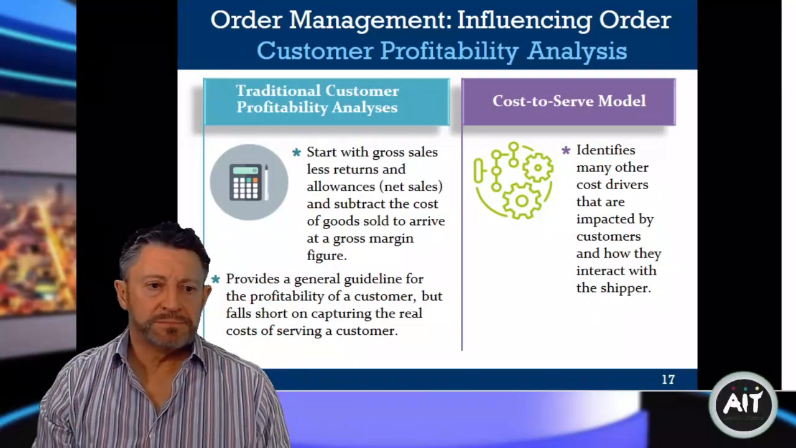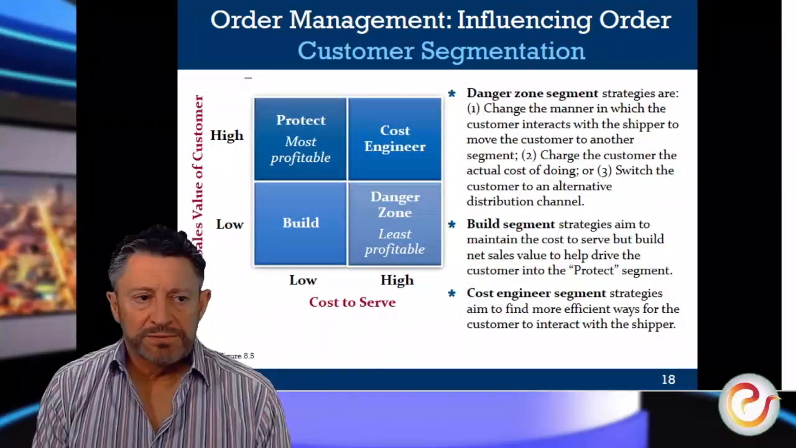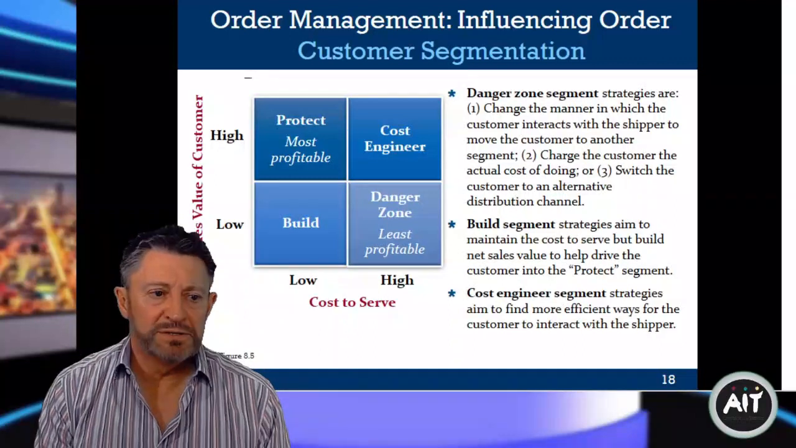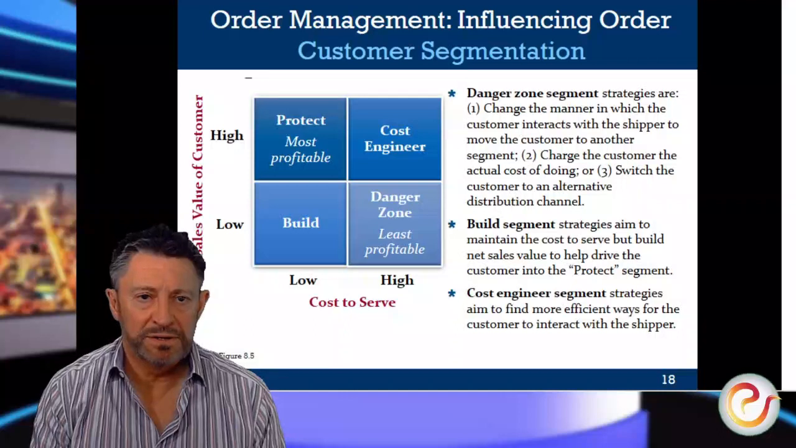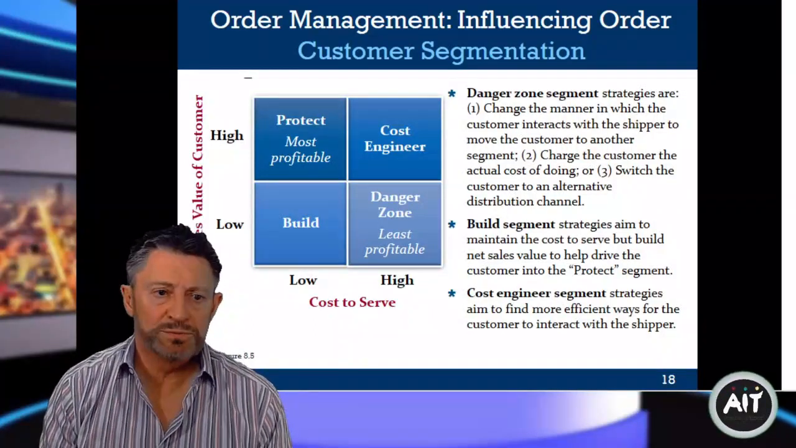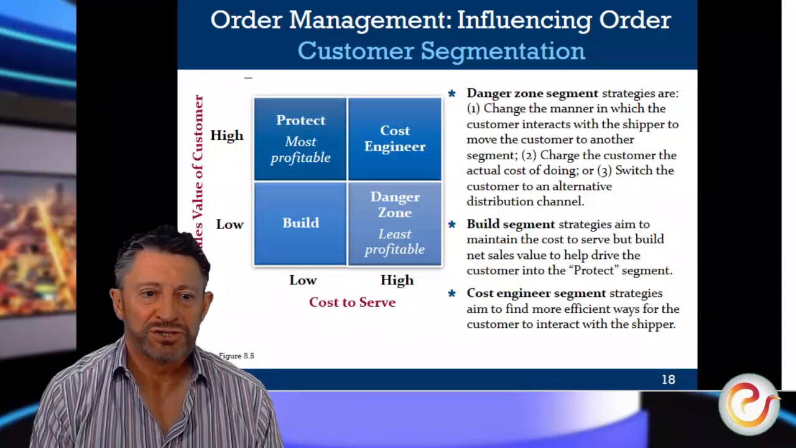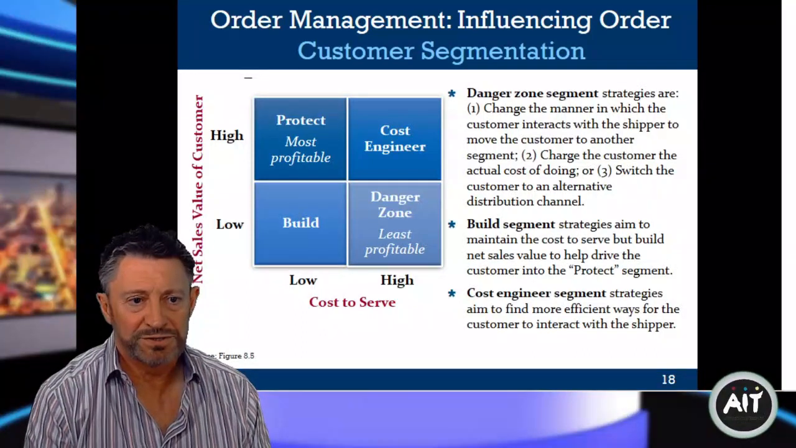And again, if we look at this, the customer segmentation, we look at the most profitable, least profitable, the builds. So this is where we'd like to be. We build our customers, or engineer our customers, into the most profitable. So the danger zone, as they call it here, can change the manner in which the customer interacts with the shipper to move the customers to another segment.